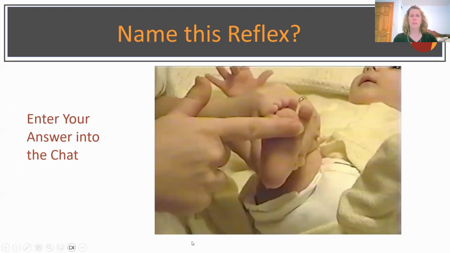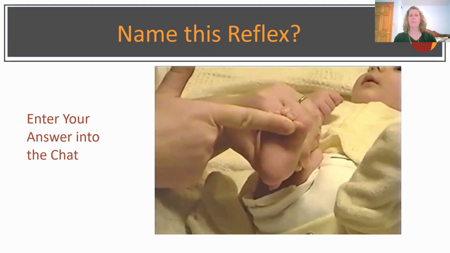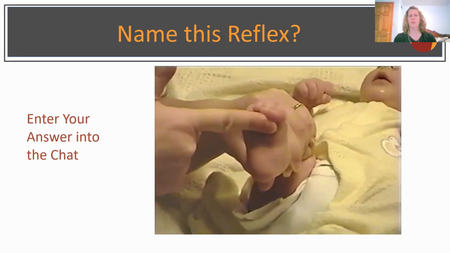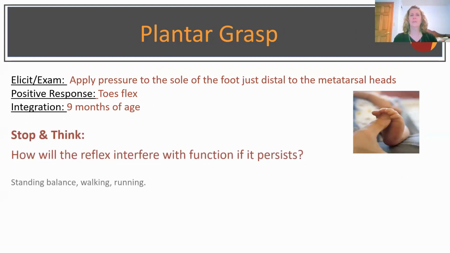All right. We already talked about this one, but that's my plantar grasp. We saw that in the earlier one with the flexor withdrawal. So we're applying pressure to the sole of the foot, distal to the metatarsal heads. We get that toe flexion. This is going to integrate, hopefully, right before they start cruising and walking. What's it going to interfere with?